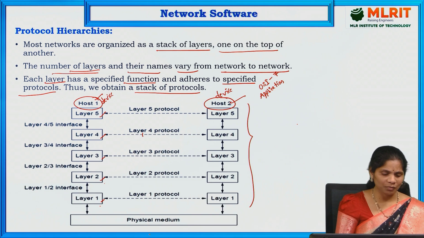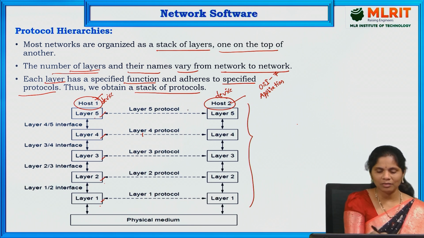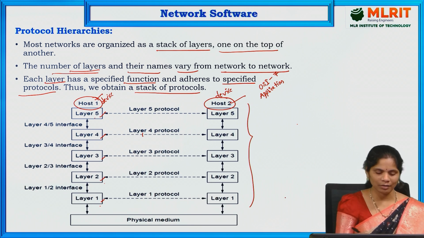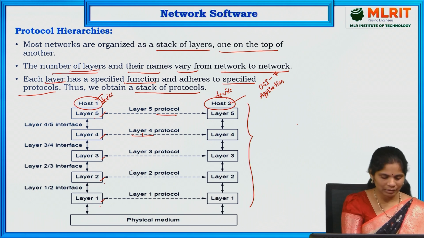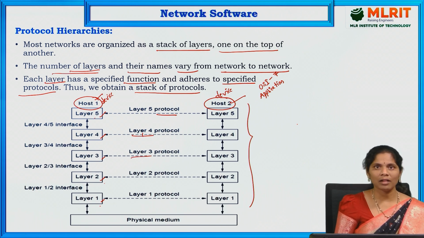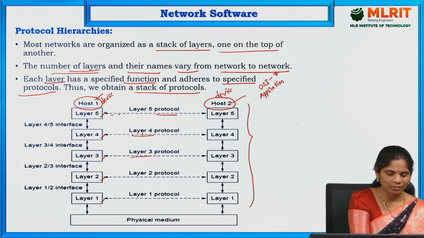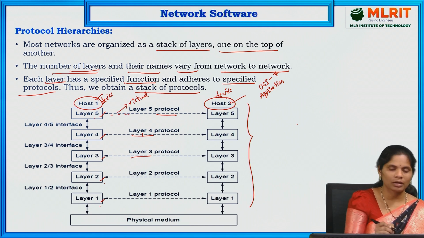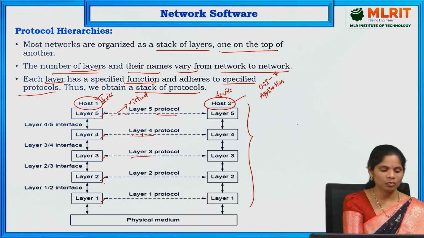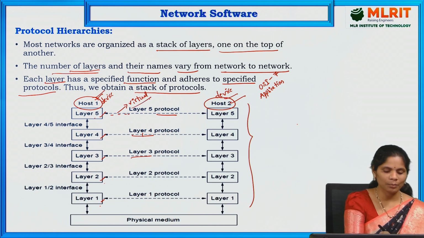Coming to between the devices, in between these devices there is also a communication, like a protocol. Layer 5 protocol, layer 4 protocol, layer 3 protocol, layer 2. These are all the protocols, right? They are shown in dotted lines. It is a virtual communication between one host and another host. The communication between hosts is virtual communication.